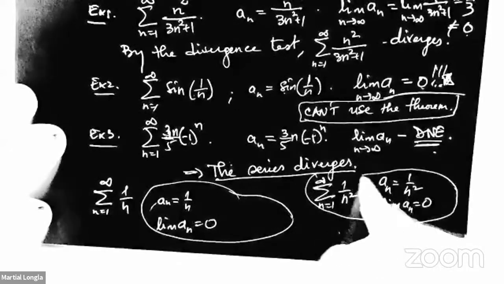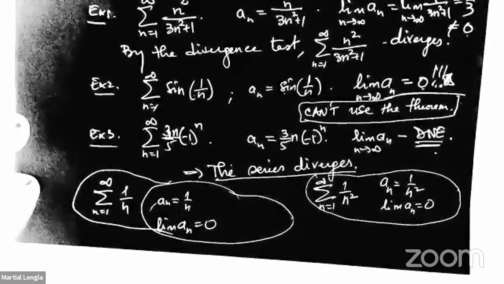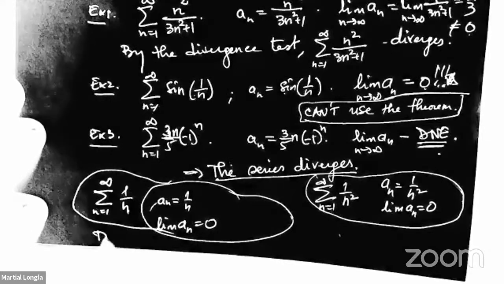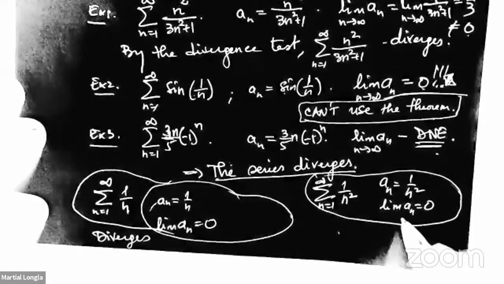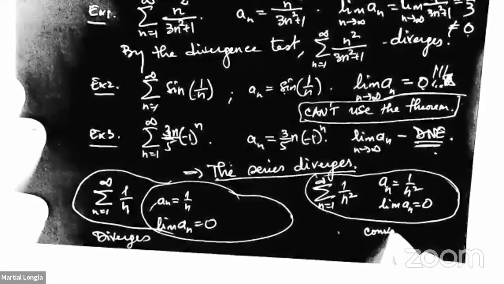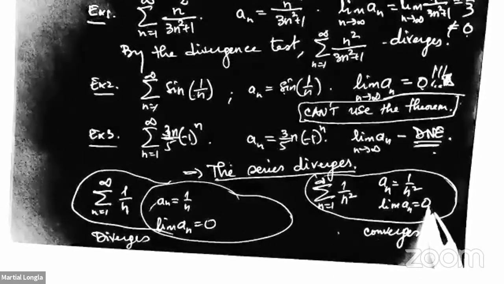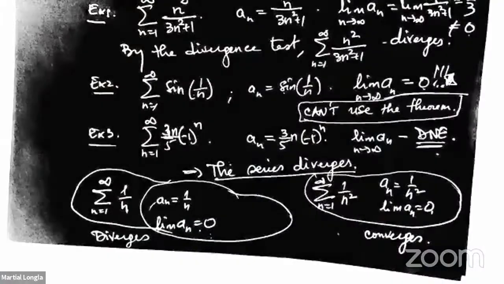These two series are very different. They are part of what we call the P series. Here it's the P series with P equal 1. It diverges. We know that. We will prove that. This is the P series with P equal 2. It converges. We know that. We will prove it. You see? So the limit is 0, it converges. The limit is 0, it diverges. So when the limit is 0, you cannot decide. That's why you shouldn't use the theorem. That makes sense now? Yeah, I get it. Okay. Any other question?